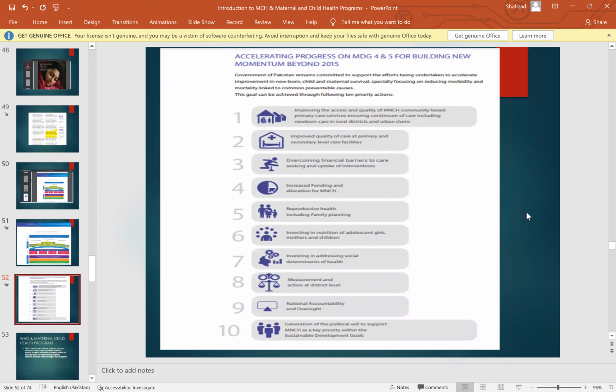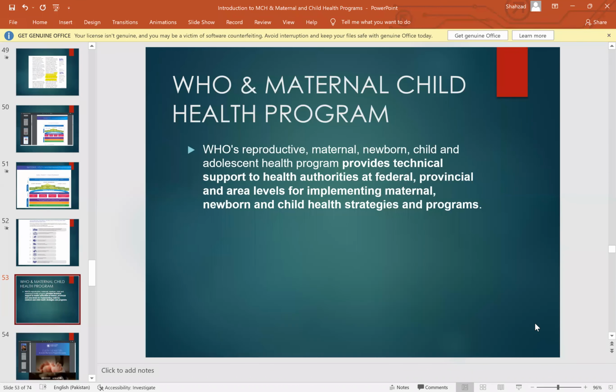And the second thing included is accelerating progress on MDGs, building new momentum beyond 2015. The things included in this goal were improving access and the quality of MNCH, improving quality of care at primary level, overcoming financial barriers, increased funding, reproductive health planning, investing in nutrition, investing in addressing social determinants of health, measurement at district level, national accountability oversight, and generation of the political will to support MNCH.